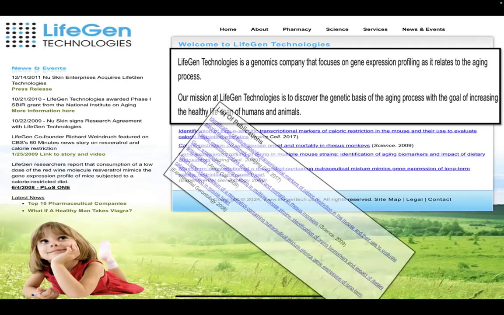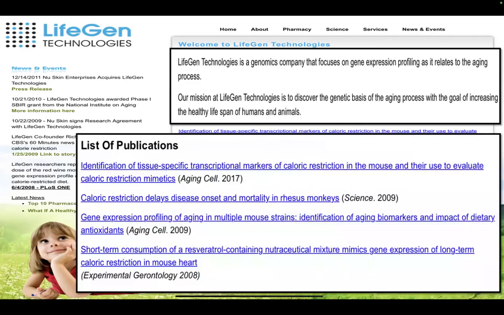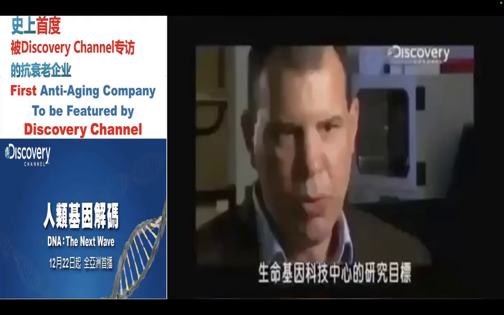So they do a lot of research and lots of publications in very prestigious journals, like Aging Cell and of course Science, one of the highest impact factor journals in the world. Okay, so this is Ligegen. And because of this exclusive partnership, right?